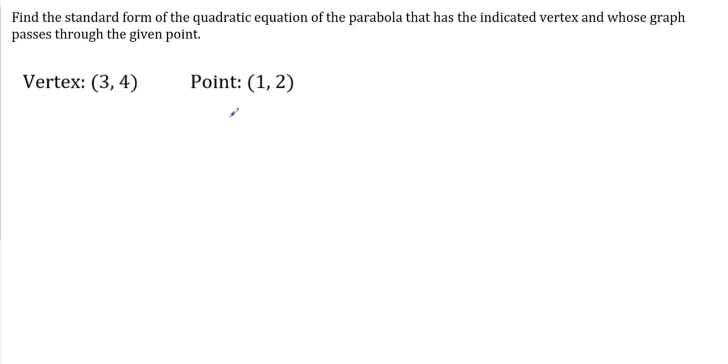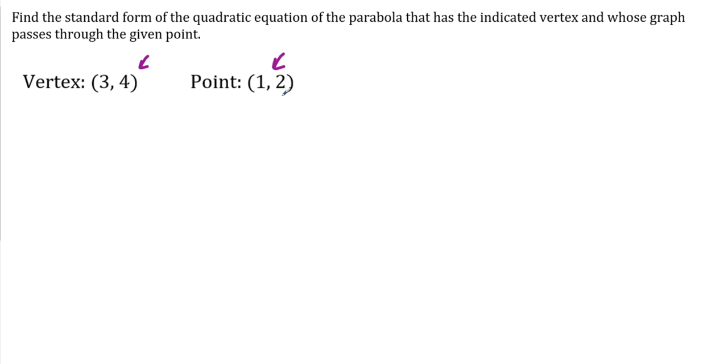So here we're going to have a little bit more complex situation. I'm giving you the vertex and a point that it passes through. Remember, a parabola is a set of all points that are equidistant from a focus and a directrix. And when we're dealing with quadratics, we have something very similar that we can play with, the vertex and the point, and write the equations as well. So let's go ahead and do that.